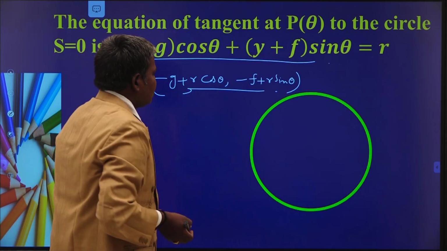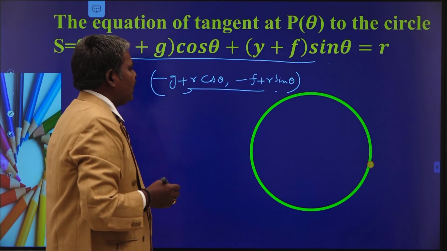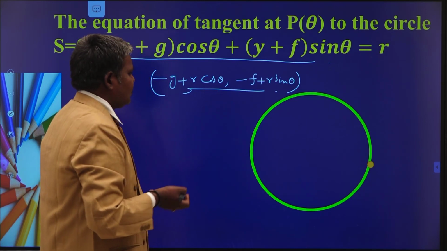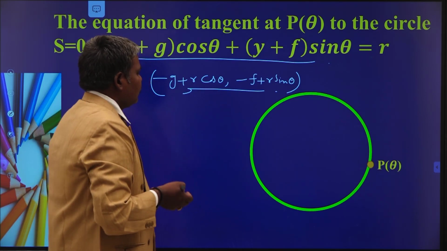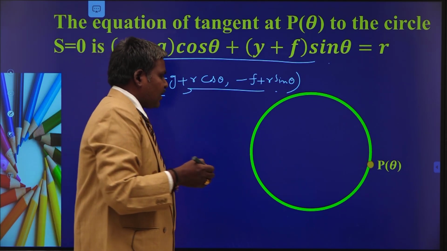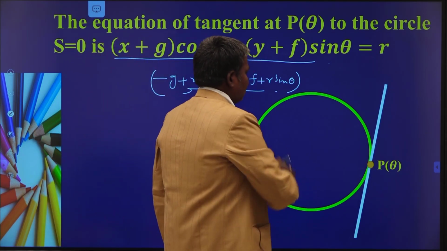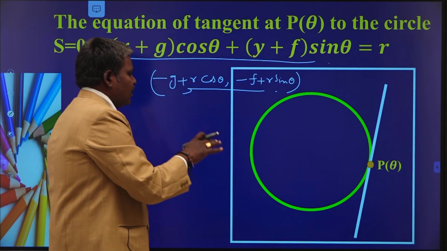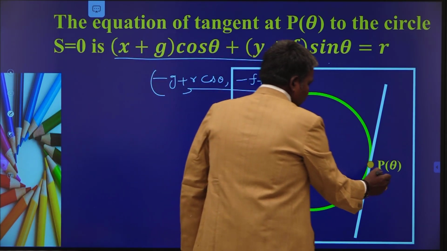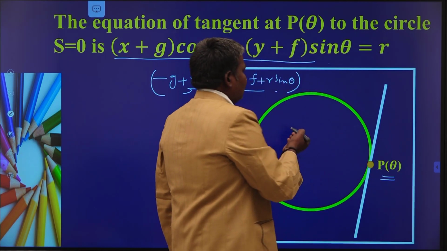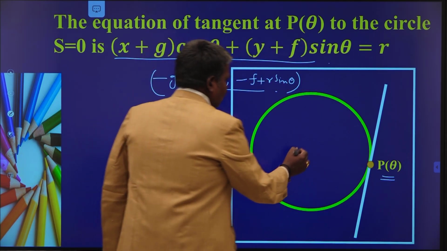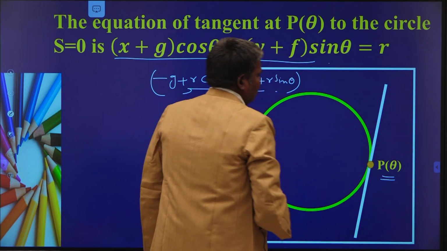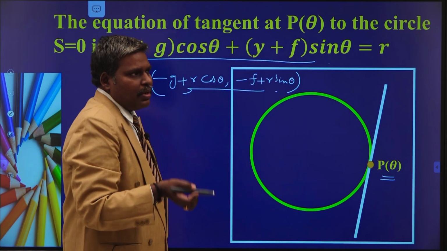So here this is your circle, this is the point on the circle whose coordinates is P of theta here. You are going to write the equation of tangent at that P of theta to the circle. This is the diagram related to this theorem. So we have to find out the equation of tangent at P of theta. In the same manner, previously we have discussed that the corresponding radius is perpendicular to the tangent. In the same manner you can do.